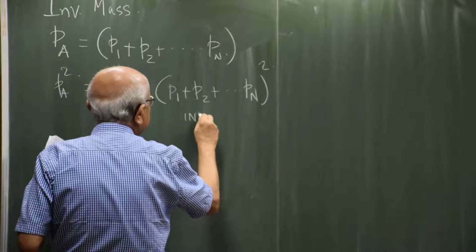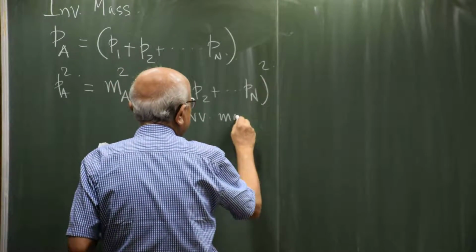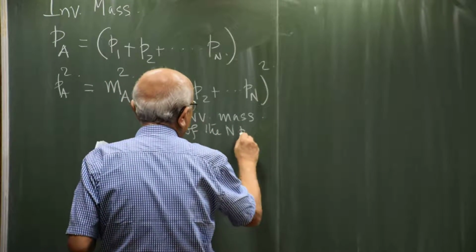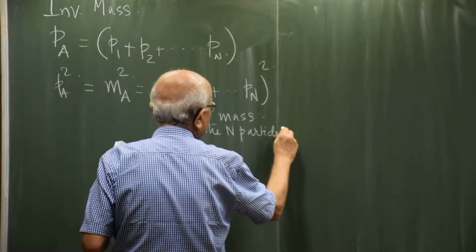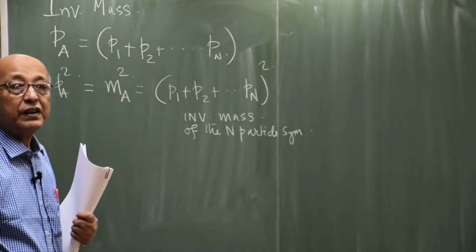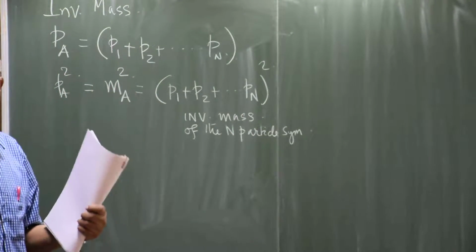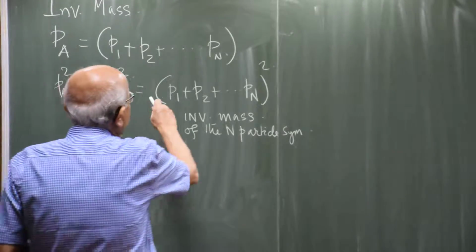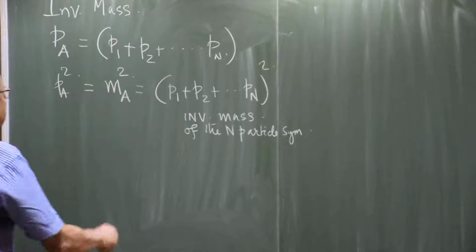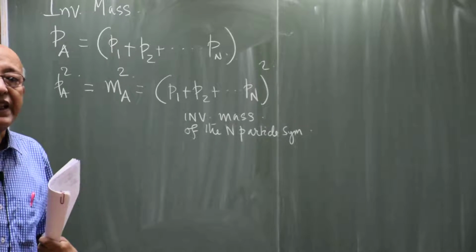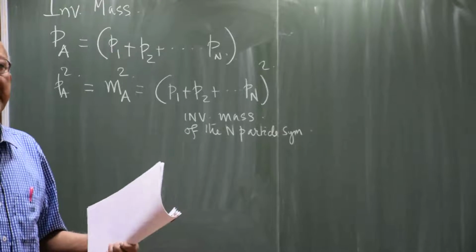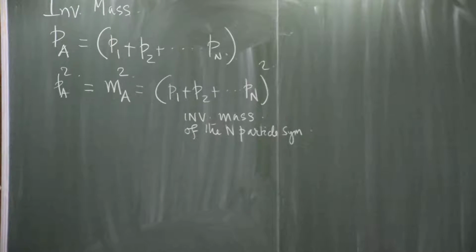and this is called the invariant mass. This is just a name, of the n-particle system. Now if these particles are visible, that is, if we know their energy and momentum, we can measure them experimentally, then this quantity can be calculated, and that obviously gives you the mass of the decaying particle. This was very essential in the discovery of the Higgs boson, as we saw.